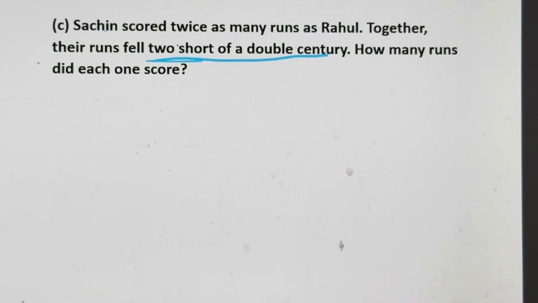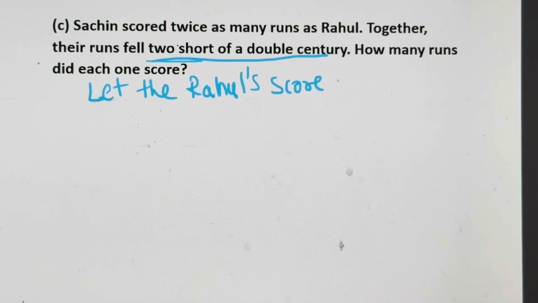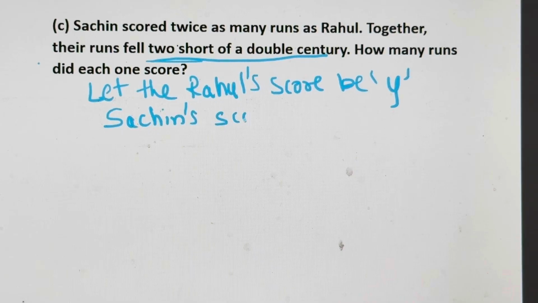So what is given here? Sachin has scored twice as many runs as Rahul. So we will let Rahul's score be y. Okay, we take it as y. So Sachin's score would be twice. You can write it as twice as many as Rahul. So if he has scored y, Sachin has scored 2y. And together means if we add both of them, y plus 2y.